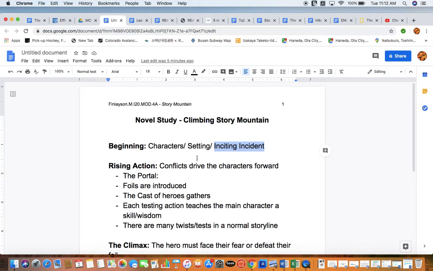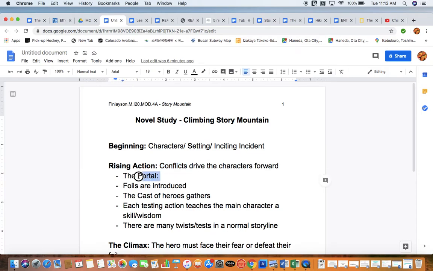Then we move into the second section, and this section is what we call the rising action section. So if we're looking at that image of the story mountain in our mind, this is the section on the left-hand side of the mountain where we have those multiple miniature peaks, and each one of these minor peaks within the mountain represents a conflict that the character is going to be encountering. So these are troubles or tests that drive the character's development forward.